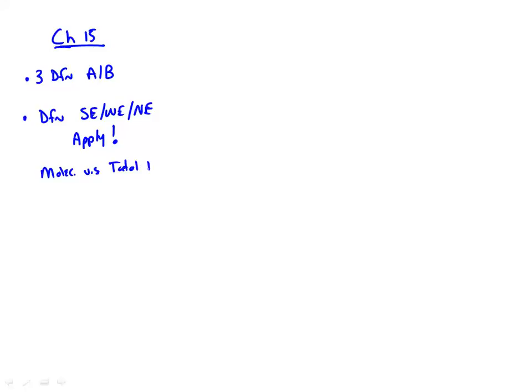We've got 3 definitions of acid and base. We need to know the definitions of strong electrolyte, weak electrolyte, and non-electrolyte. And we have to be able to apply them. And that's probably the biggest part right there, in that if we're trying to write a molecular equation versus a total ionic versus a net ionic equation.